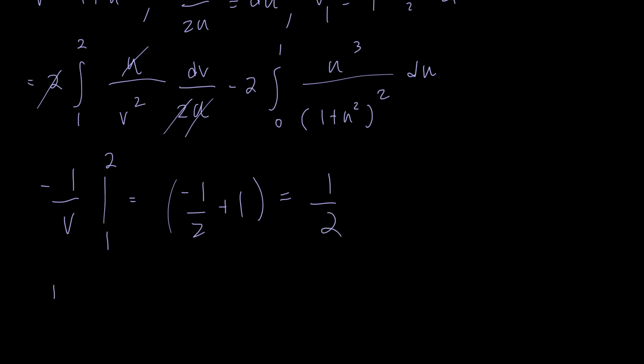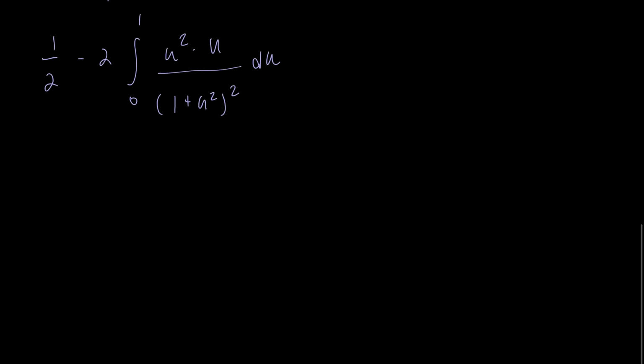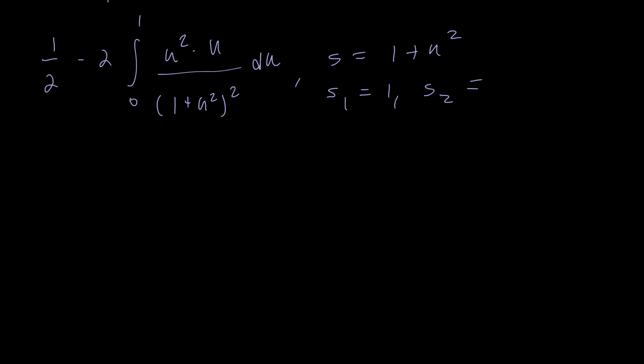So we're left with a 1/2 minus twice the integral from 0 to 1. We could rewrite u cubed as u squared times u divided by 1 plus u squared du. And we'll make one final substitution. We're going to let s equal 1 plus u squared. So that means that s1 will be 1 and s2 will be 2. And that means that s minus 1 equals u squared. And ds over 2u is du.